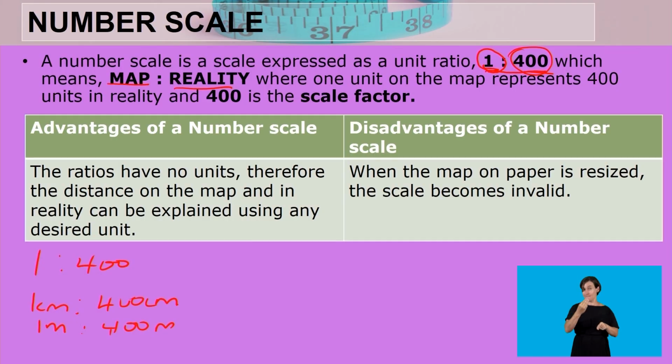The disadvantage now with a number scale is that when the map on paper or the picture or an object on paper is resized, it means when we have either reduced the drawing paper or reduced the drawing on that drawing paper, then the scale becomes invalid.